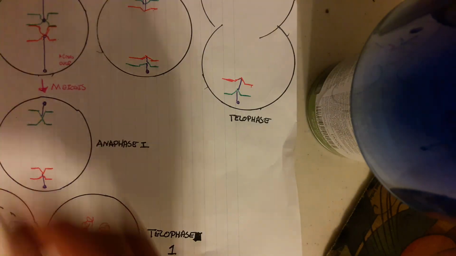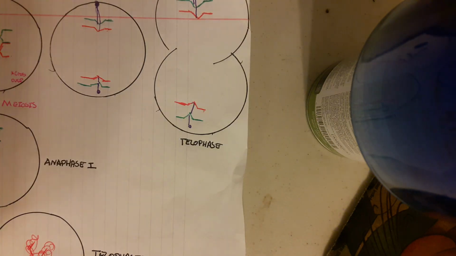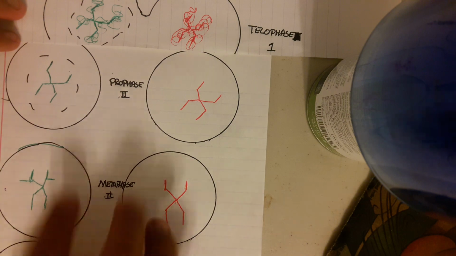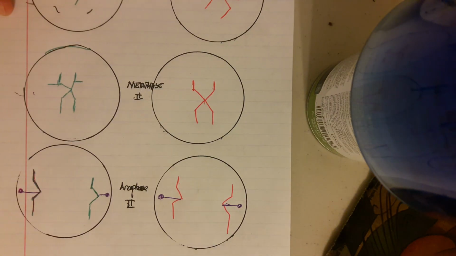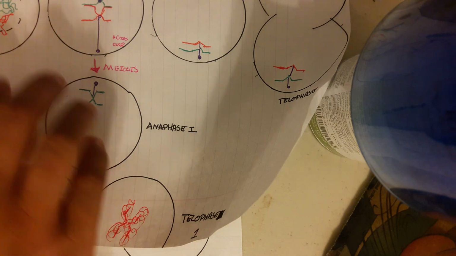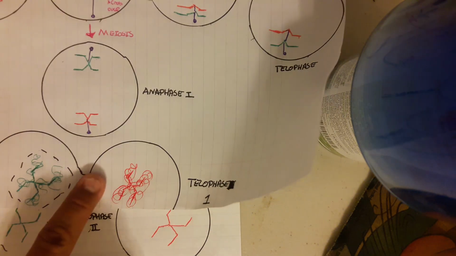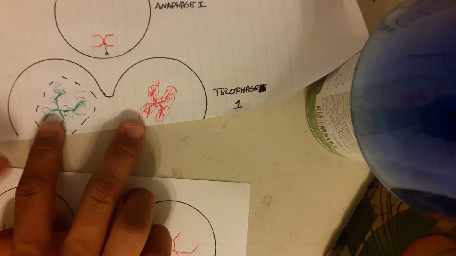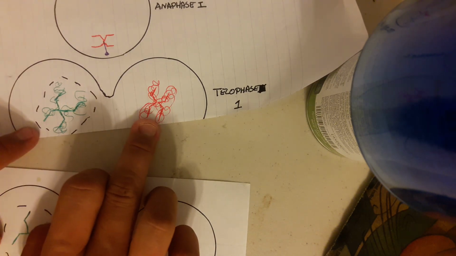And lastly, if I can find the page, there's the page. So you have prophase, metaphase, anaphase, and telophase. These are very much the same as mitosis. So this was part 1, right? So this was meiosis 1 with anaphase and telophase, and you've ended up with these duplicated chromosomes in each cell.